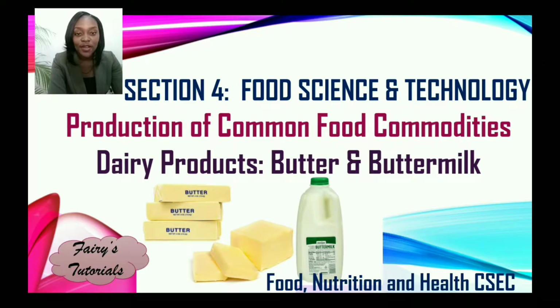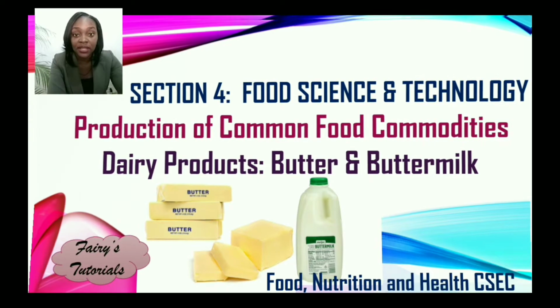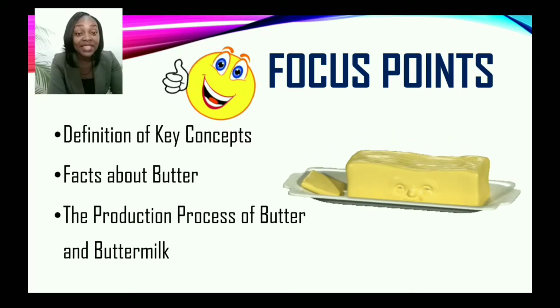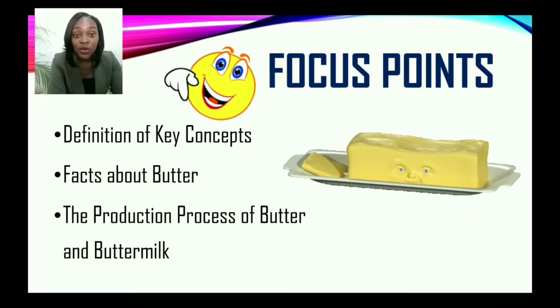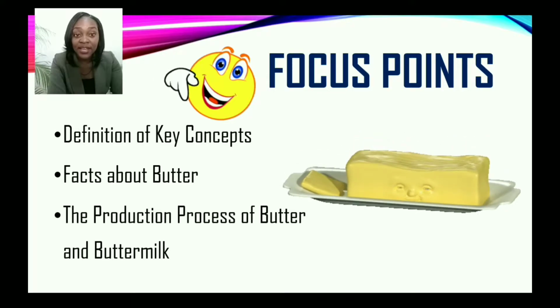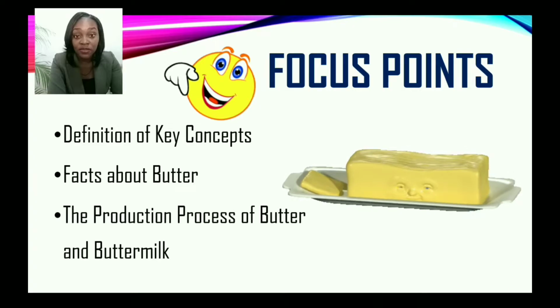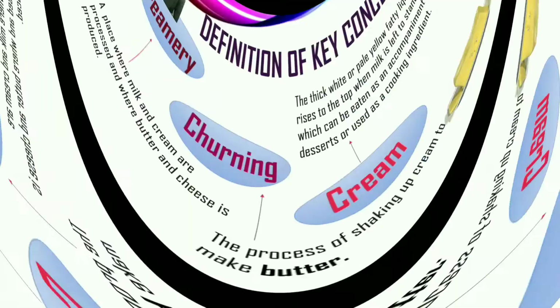Section 4. Food Science and Technology. Production of common food commodities. And in today's session, we're still looking at dairy products, and in particular, we'll be looking at butter and buttermilk. Now, let us look at the focus points. So, we'll be defining some key concepts. We'll be looking at some general facts about butter, exploring the production process of butter and buttermilk.